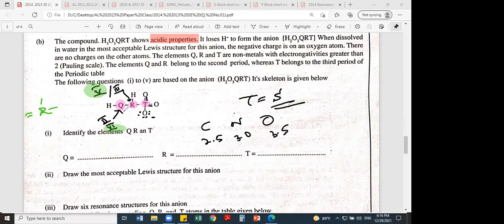R carbon, Q oxygen. COH, alcohol. Okay. What you thought can be accepted, that also, but R carbon, Q oxygen.